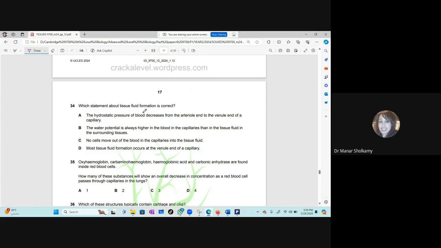Okay, 34. Which statement about tissue fluid formation is correct? A. The hydrostatic pressure of blood decreases from the arteriole end to the venule end of a capillary. B. The water potential is always higher in the blood in the capillaries than in the tissue fluid and the surrounding tissues. C. No cells move out of the blood in the capillaries into the tissue fluid. D. Most tissue fluid formation occurs at the venule end of the capillary. Which answer is correct? A. Yes, you're right, Farouk. Okay, can you tell me why A is right?